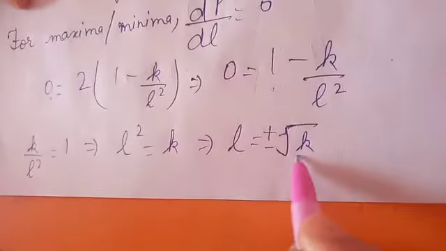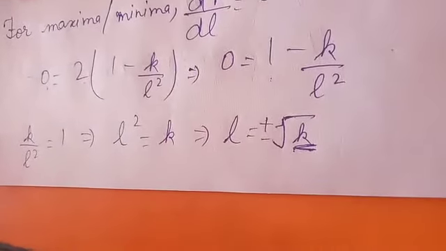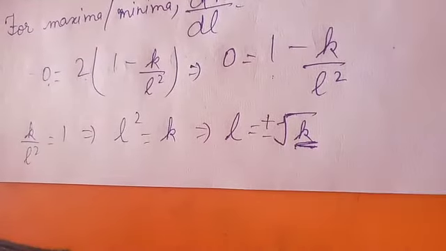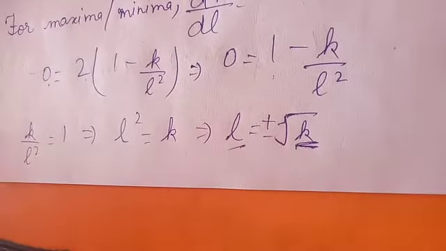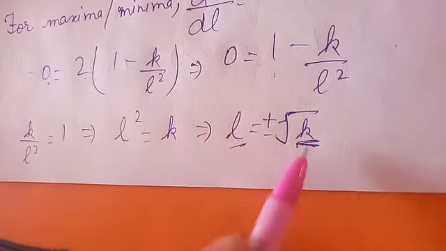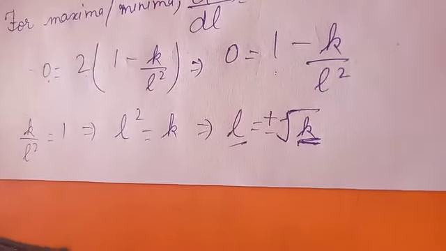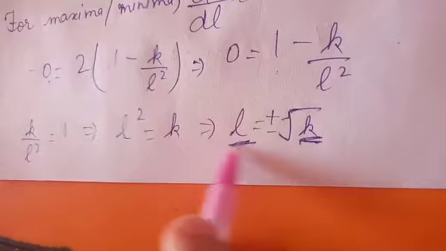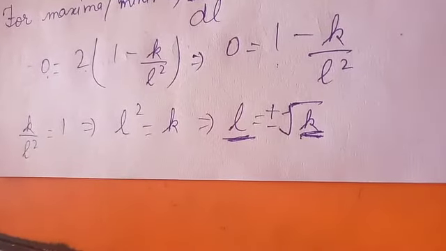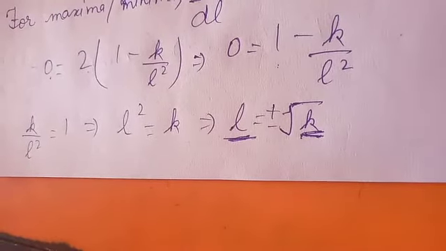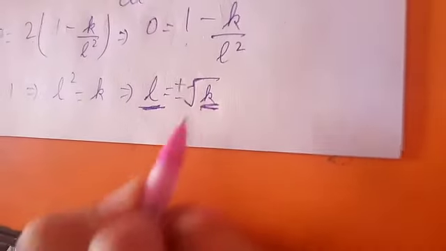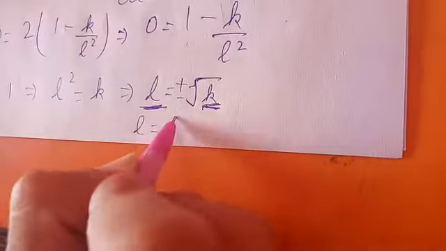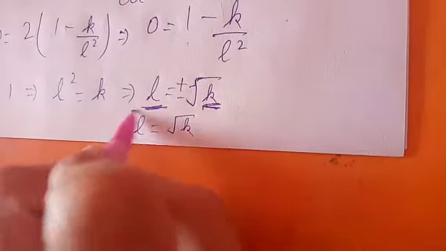plus minus. But here K is our area, that is product of distance, and our length is some distance and length cannot be negative, so we'll neglect L equal to minus root K. So I get L equal to root K.